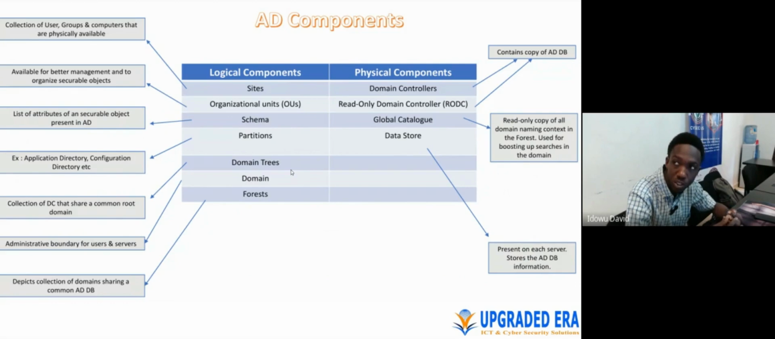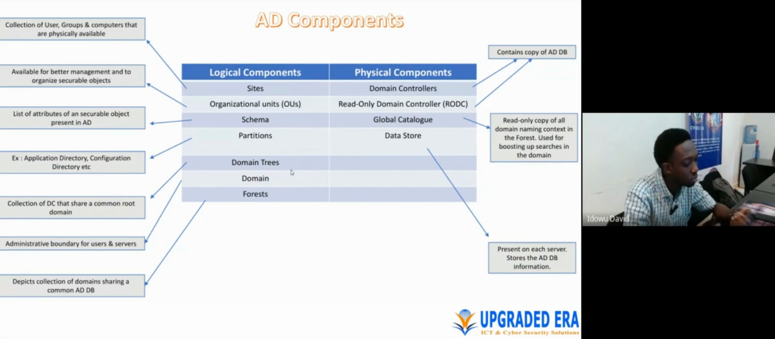And for the physical components, we have the global catalog, which is the read-only copy of all the domain naming context in the forest. It's used for boosting up your searches in a domain. Now we have partitions, which explain the application directories, configuration directories, and whatnot. And for physical components, we have the data store, which is present on each server and stores the Active Directory database information.